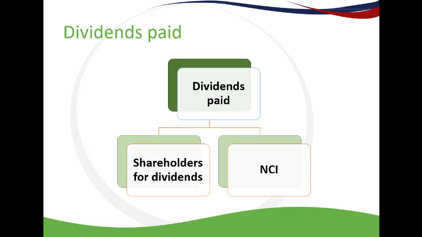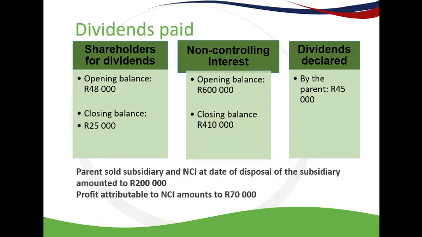Next, we're going to look at dividends paid and the relation with the shareholders for dividends account and non-controlling interest account. Dividends paid consist of two streams: dividends paid by the holding company and dividends paid by the subsidiary. Consider the information provided in the scenario. You have been given the shareholders for dividends, non-controlling interest, and dividends declared amounts.